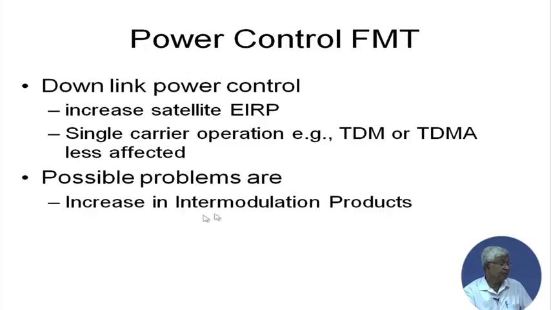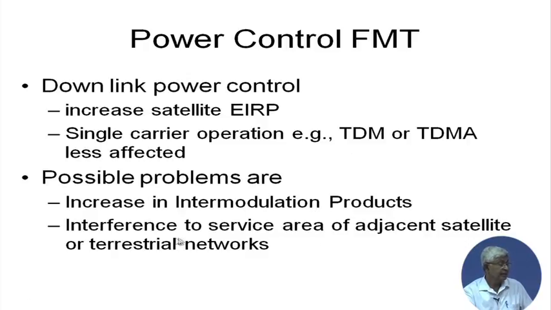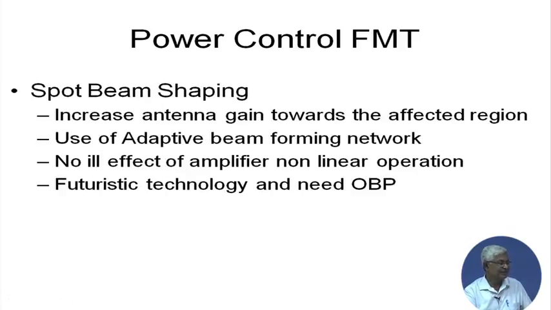Possible problems could be an increase in intermodulation product if there are multiple carriers, and interference due to the service area of the adjacent satellite or terrestrial network, because you increase the power where the rain is not there, where there is clear sky. The area which is seeing clear sky, the satellite power is going there. So it will have an effect on the terrestrial network, or it will act as C by I to the adjacent satellite operator. That C by I we have discussed earlier.